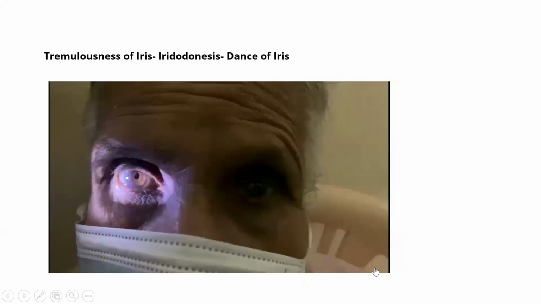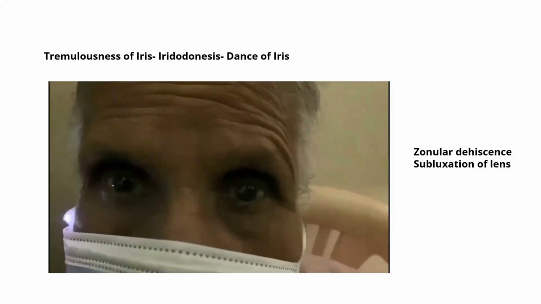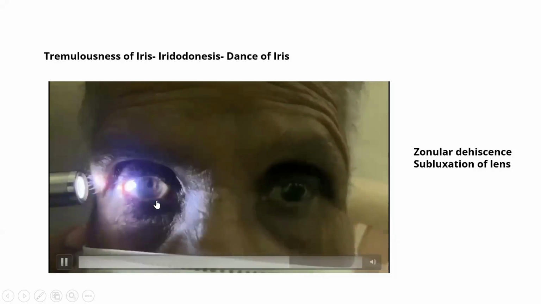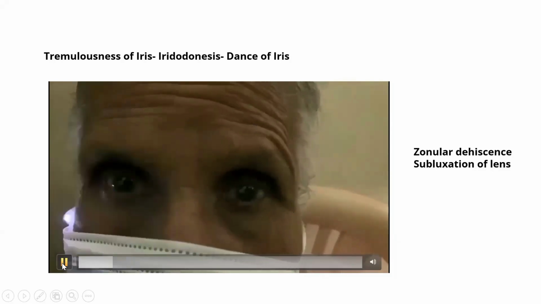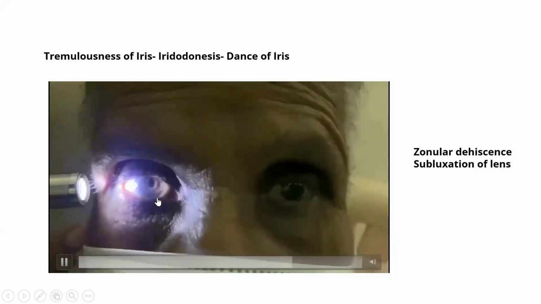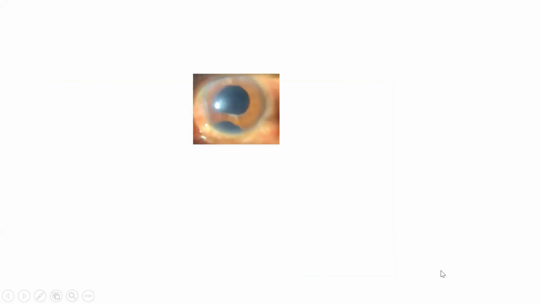The next thing is iridodonesis. What is iridodonesis? Iridodonesis is nothing but tremulousness of the iris, which you see in zonular dehiscence, subluxation of the lens or aphakia. If you keep observing here, you see that the iris has a kind of a tremble to it. It keeps shaking. That is called iridodonesis. Now, if the iris is detached from its root, it is called iridodialysis.